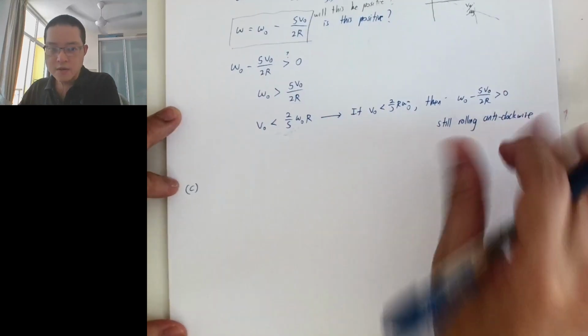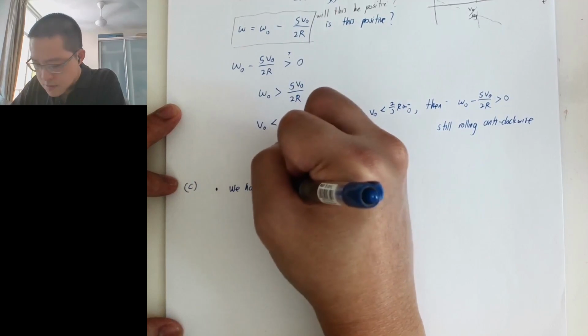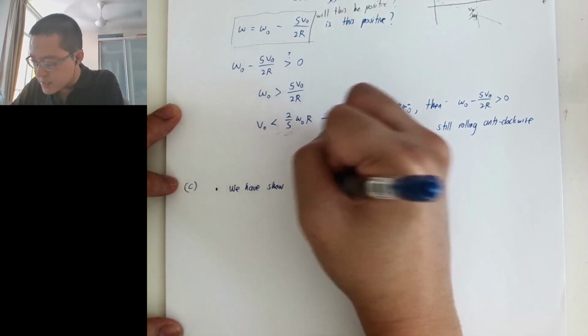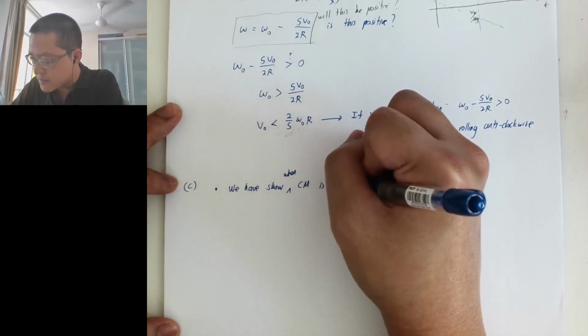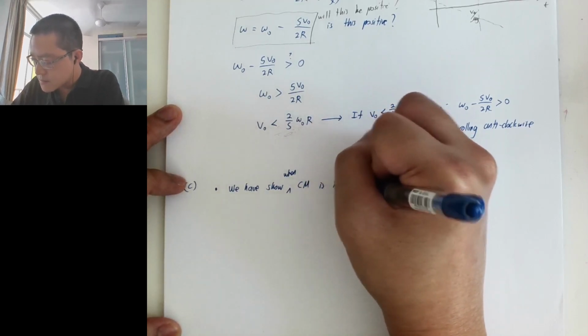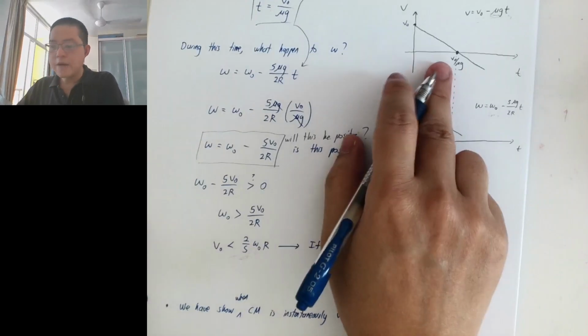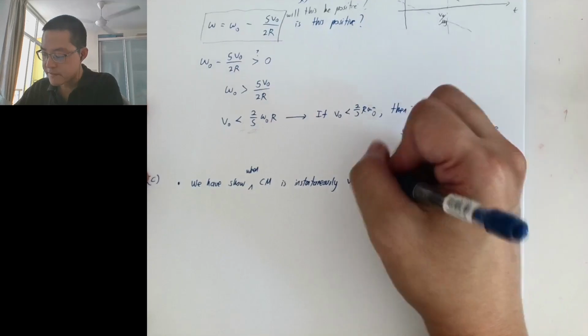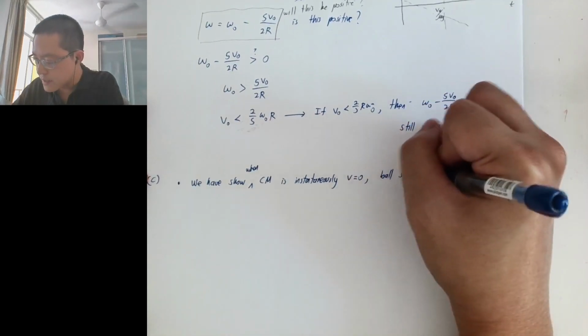Okay, so let us describe. Now, we have shown that when the center of mass is instantaneously at rest, at this time, omega is still positive. So the ball is still rolling anti-clockwise.